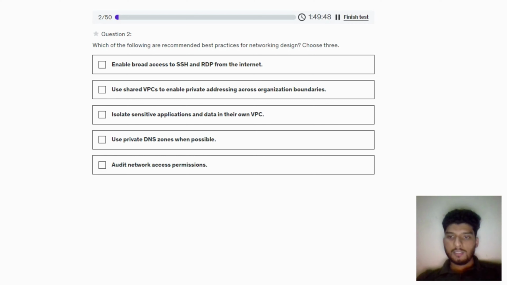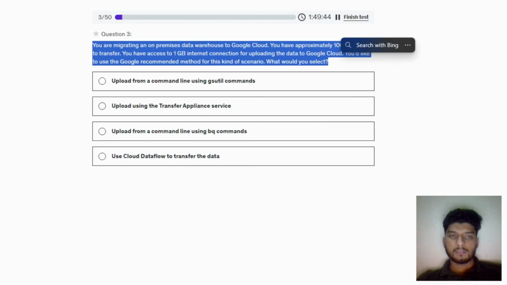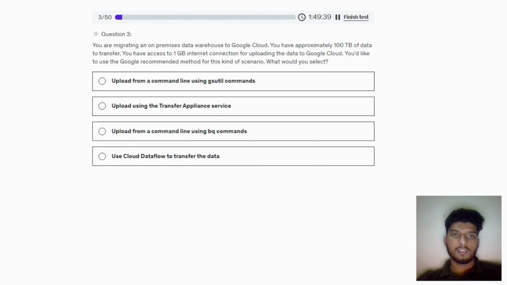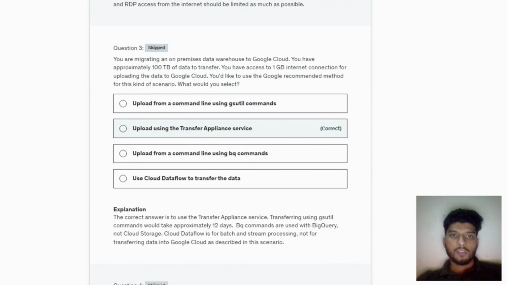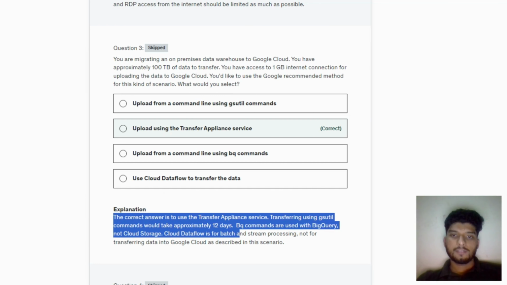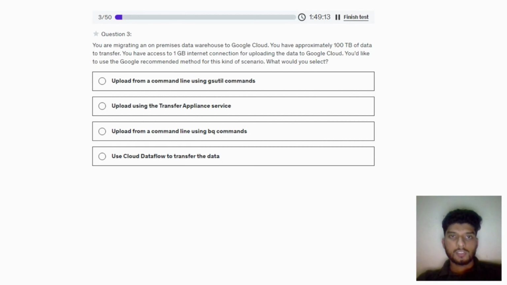So the next question is, and below are all the options; you have to select the right one. The right answer is option B, upload using the Transfer Appliance service. And the explanation of the correct answer is that... and moving ahead to the next question.